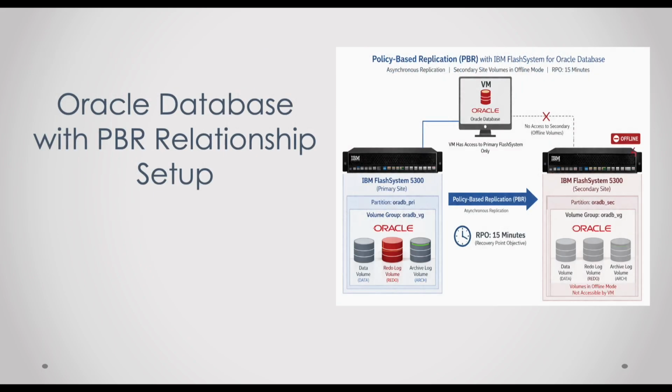In this diagram, Oracle database is hosted over a VM, which is accessible by the primary side flash system, which is on the left side. PBR direction is from left to right, so the right side flash system, which is the secondary side, has volumes and volume group replicated for Oracle database asynchronously through the RPO set by the customer. This kind of setup is usually seen in disaster recovery scenarios.